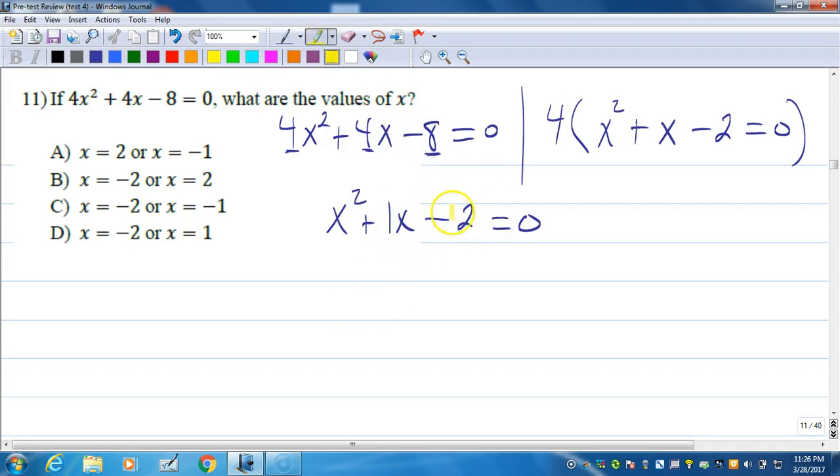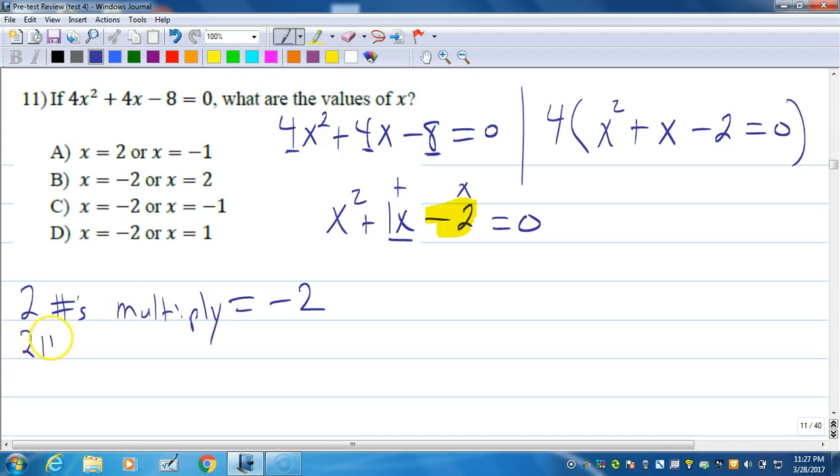So from factoring, this last number is our times, this middle number is our plus. I need two numbers that when you multiply equal a negative 2. I need two numbers, but when you add them equal a positive 1. So two numbers when you multiply give you negative 2, but when you add them, give you 1.